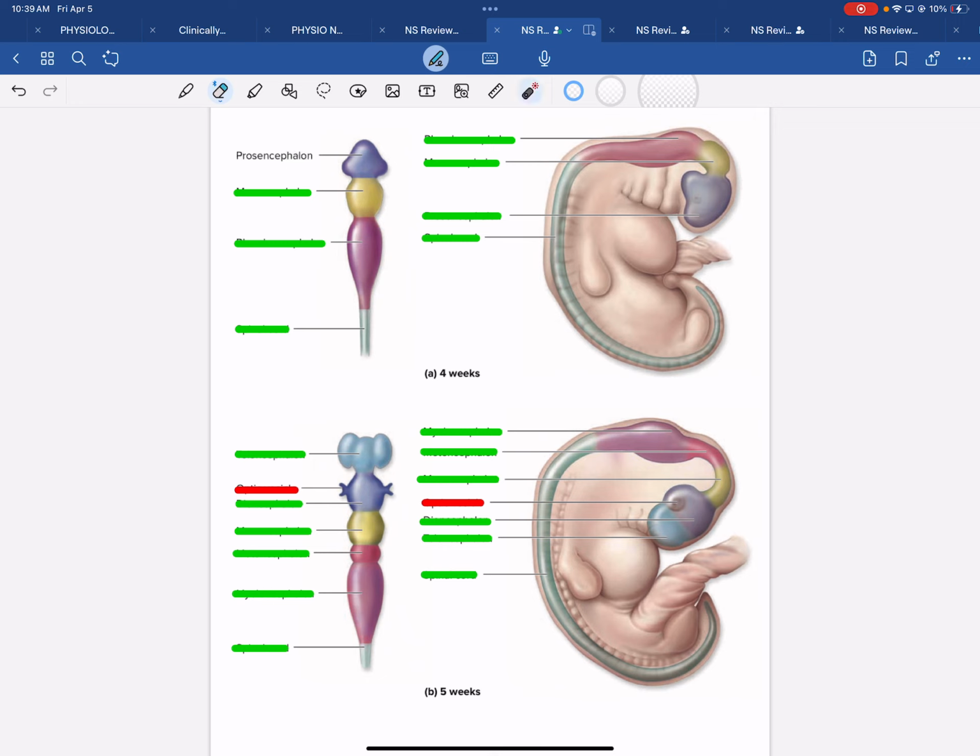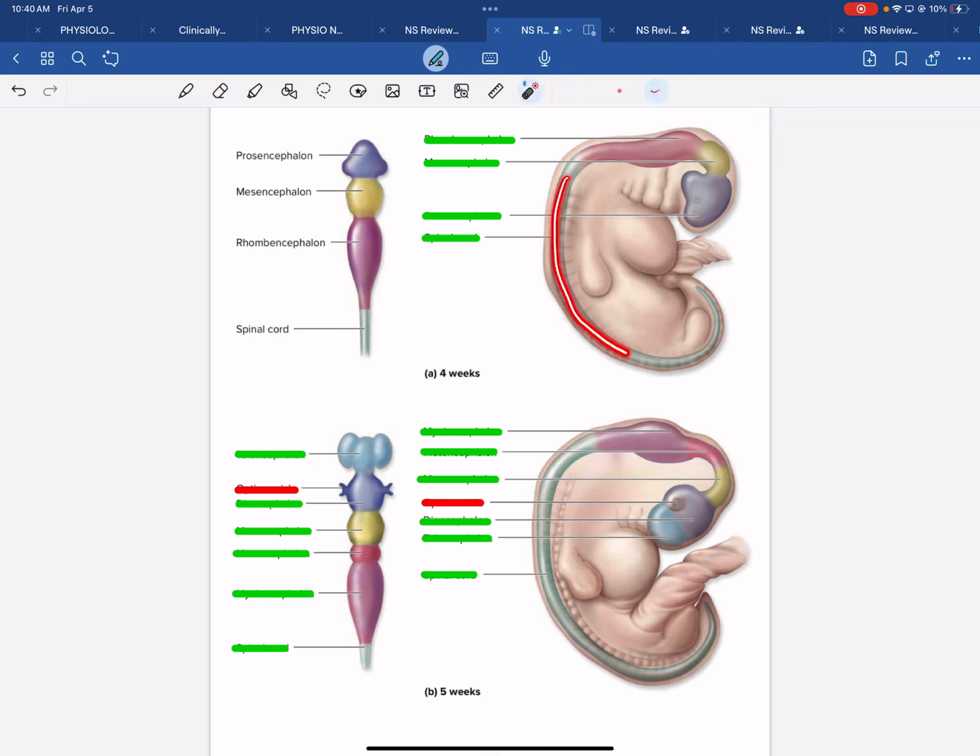Prosencephalon. Good. It's called the prosencephalon. This one? Mesencephalon. Good. The mesencephalon. This one? The rhombencephalon. Good. And then what's inferior to that? Spinal cord. Good. Let's do it again.